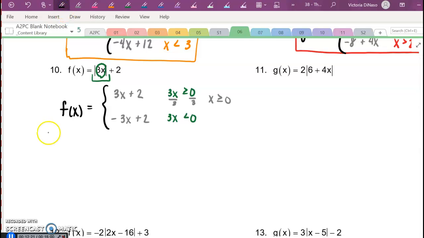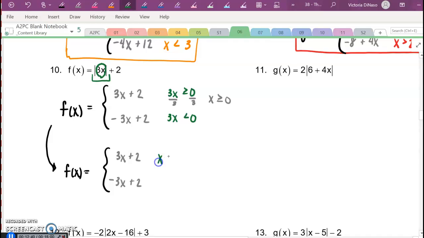So let's go ahead and rewrite our function. So we have f of x equals, we have 3x plus 2, and then on the bottom negative 3x plus 2. And then for our inequality, we have x greater than or equal to 0, and then we have x less than 0. And this is my final answer.